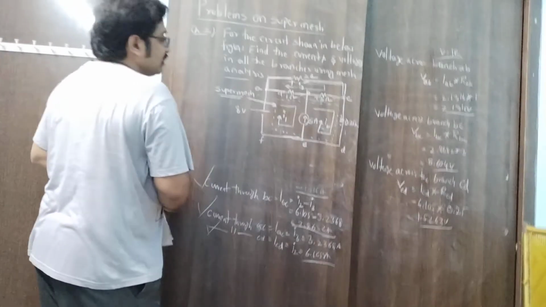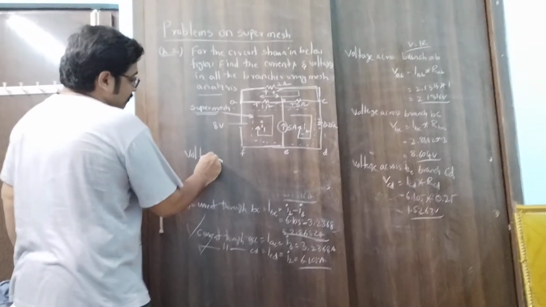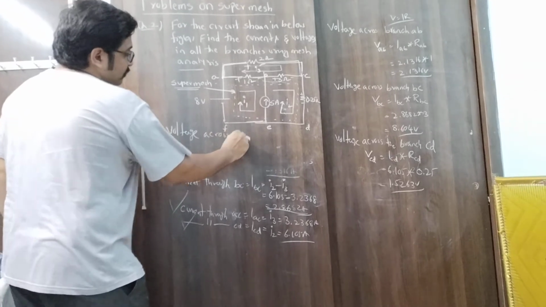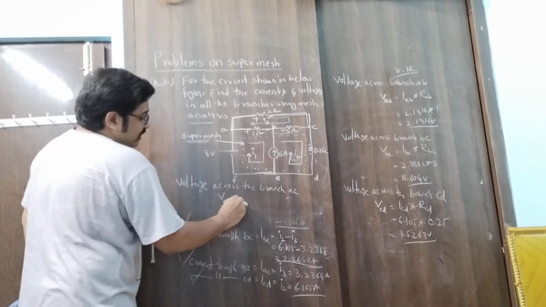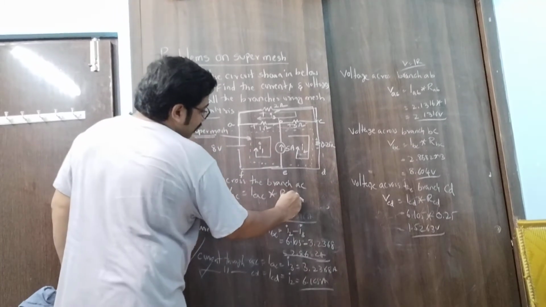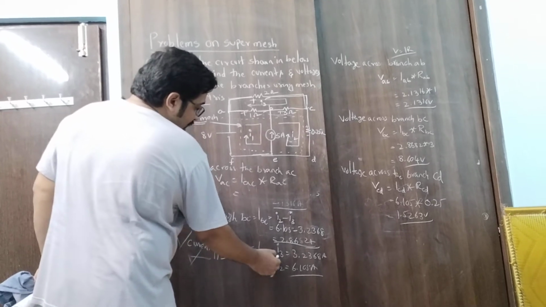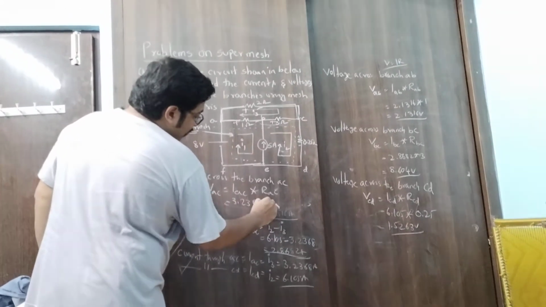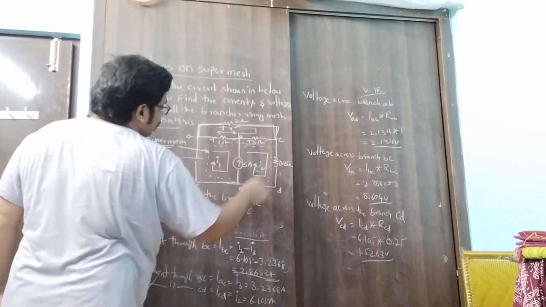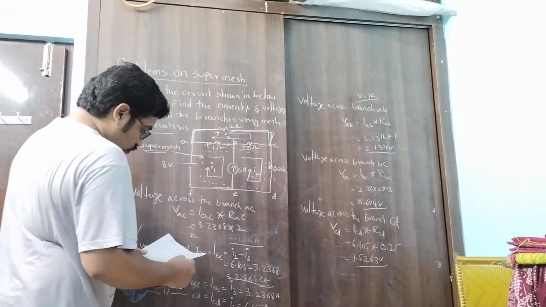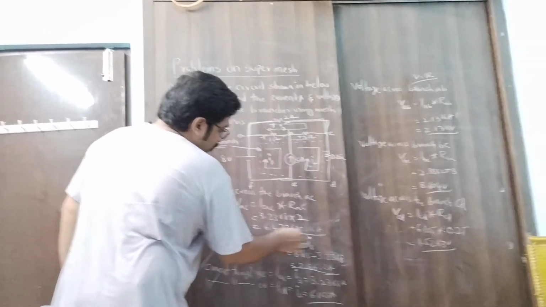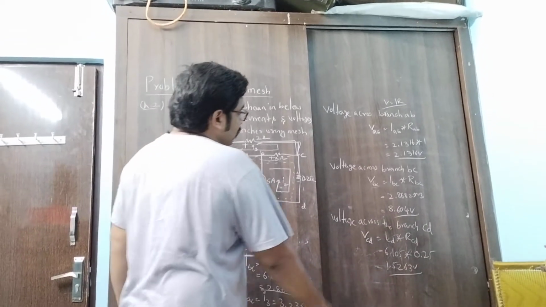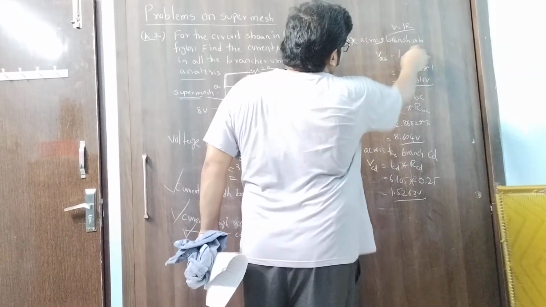Next, voltage across the branch AC. That is VAC is equal to IAC multiplied with RAC. What is IAC? You have 3.2368 multiplied with RAC. What is the resistance in RAC? That is 2 ohm. So if you do this, you get 6.4736 volts.